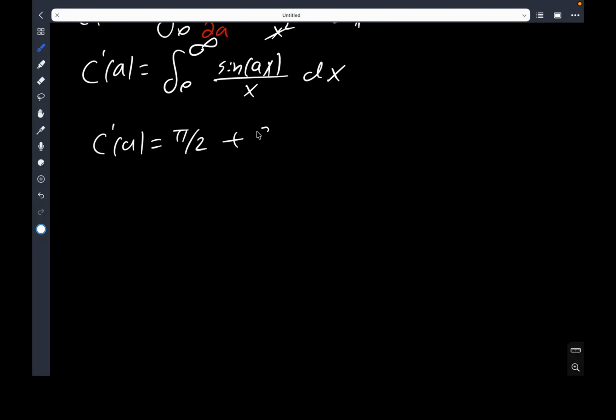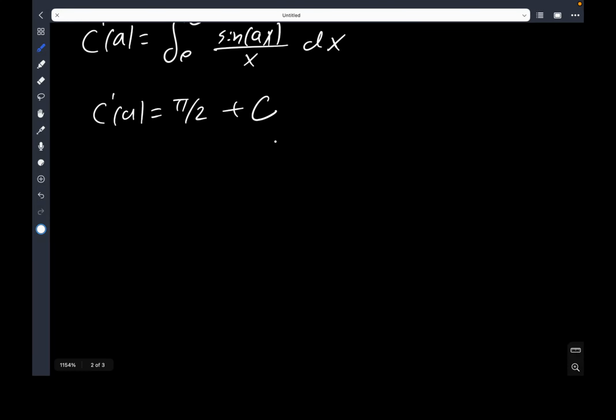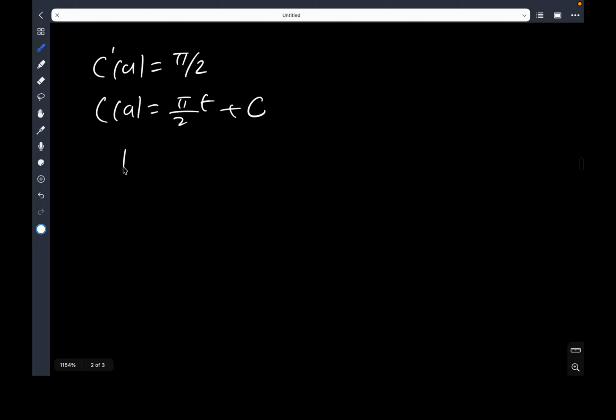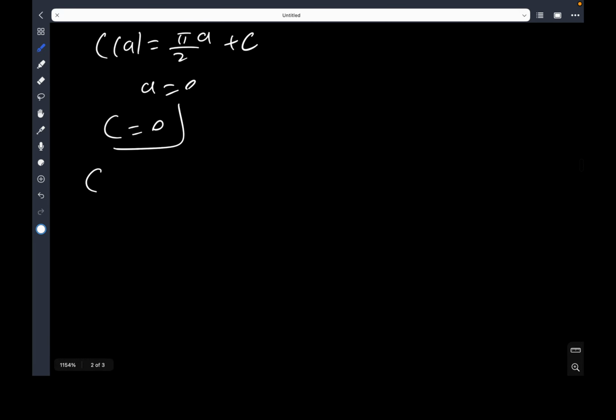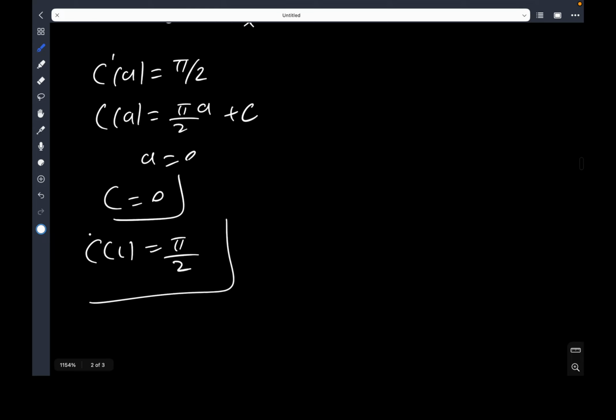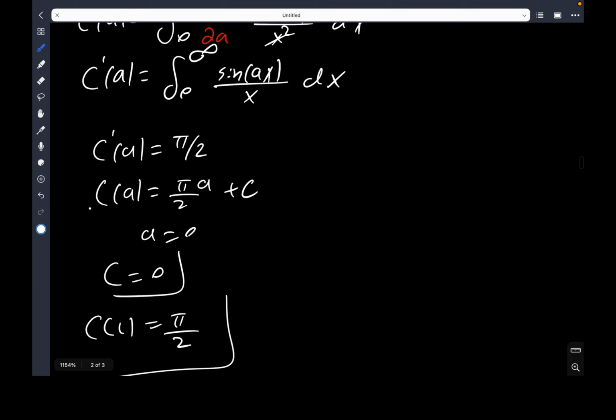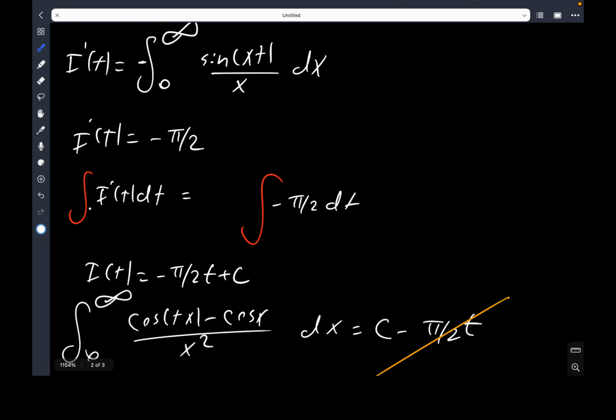and from the standard integral result, we're gonna again say this is equal to pi over 2, and integrating it gives c of a equal to pi over 2 a plus c, and letting a be equal to 0 gives me again c equals 0. Thus c of 1 equals pi over 2. I did this part so fast because it was just reusing the same trick, Feynman's trick, again.